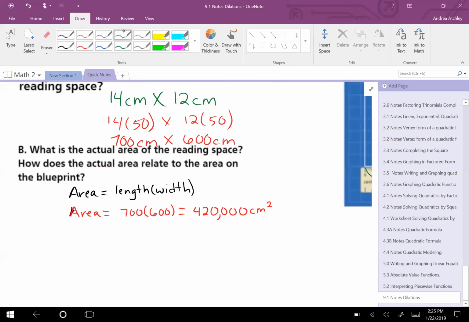Now they want us to compare it to the area of the blueprint. So we need to find the area of the blueprint. 14 times 12 is 168 centimeters squared. Okay, so how are those related?